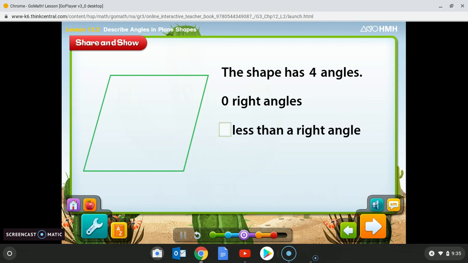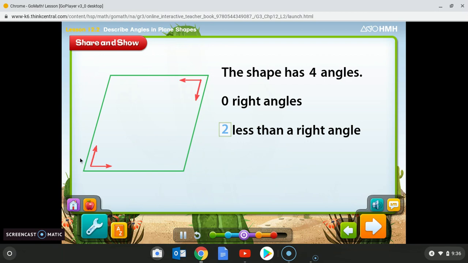There's no right angles. How many are less than a right angle? How many are skinnier than a right angle? Does this look skinnier? No. How about this one? Yes, it's just a little bit skinnier. If I wanted a right angle, this would be very straight. But because it's not straight and it's actually a little skinnier, this one is not a right angle. This is less than a right angle. Remember, we said that this one and this one look pretty close to the other, right? They're kind of the same. So 2 of these angles are less than a right angle.